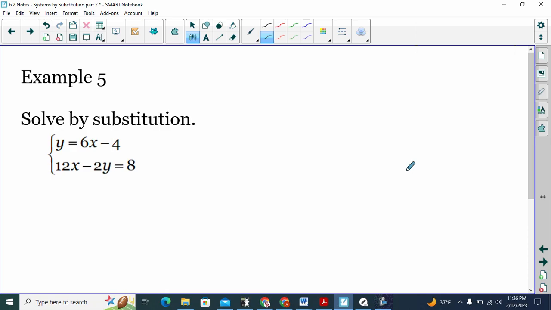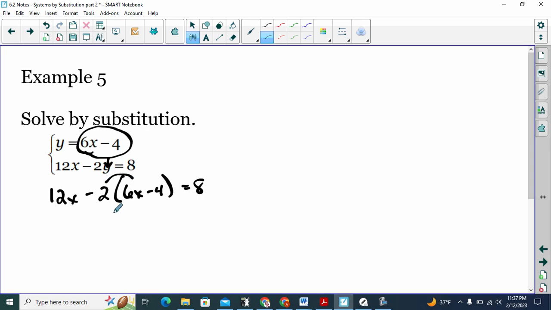So y equals 6x minus 4 and 12x minus 2y equals 8. Start with your substitution. y equals 6x minus 4. That's your first step. That goes in for my y. 12x minus 2 times y, but I'm putting 6x minus 4 in for y, equals 8.